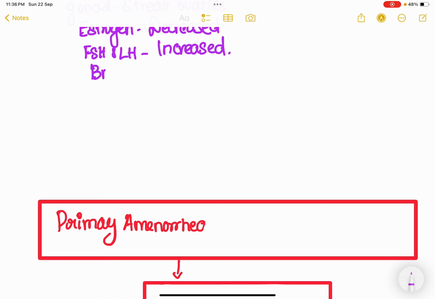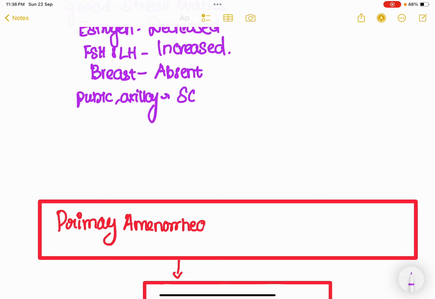And then when we discuss the breast, since the levels of estrogen are decreased, the breast development is going to be absent. Is that clear? Okay, now we're discussing the pubic and axillary hair. We all know that androgen is very important for the development of pubic and axillary hair in females. But here the ovaries are streak, so the levels of estrogen, progesterone, androgens, everything is going to be decreased. Therefore the pubic and axillary hair development is going to be very scanty, because the androgen produced from the ovary is decreased.